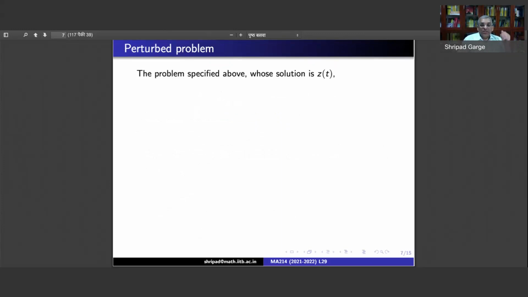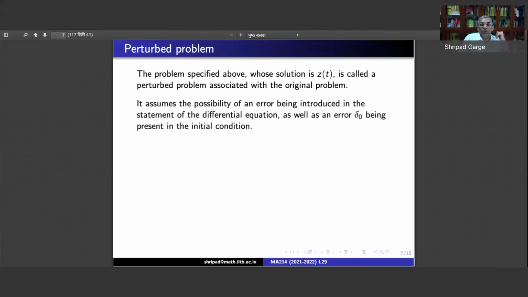All right, so let me say something about the perturbed problem. The perturbed problem, which is the specified problem above, is called the perturbed problem associated with the original problem. Now, it assumes the possibility of an error being introduced in the statement of the differential equation. So we are changing our dz/dt equal to f(t, z) plus delta(t). So we are changing that function on the right hand side, as well as an error delta naught being present in the initial condition. So it assumes two such things.